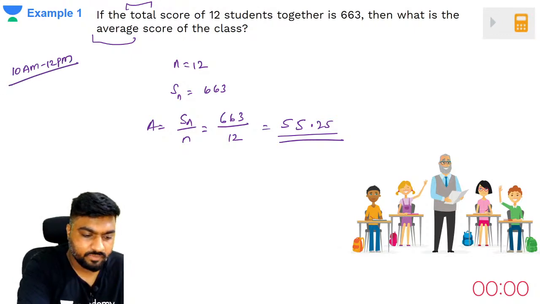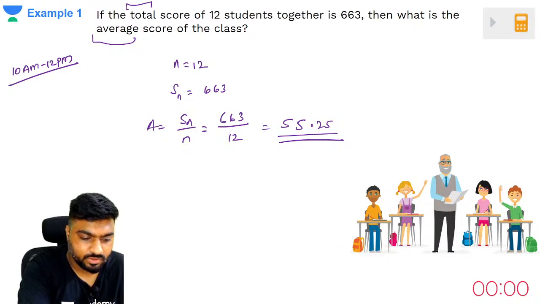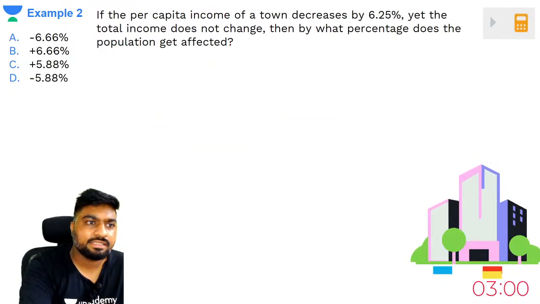Alright, great job, very good. Aniruddha, Jay, Gaurav, Millie, Shreyashi, superb. 55.25. Let's try another example now.